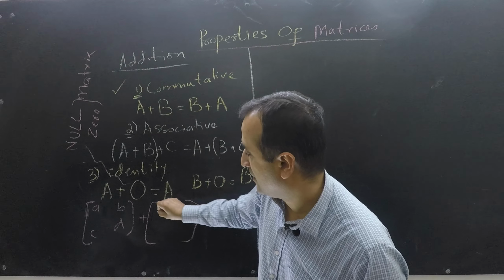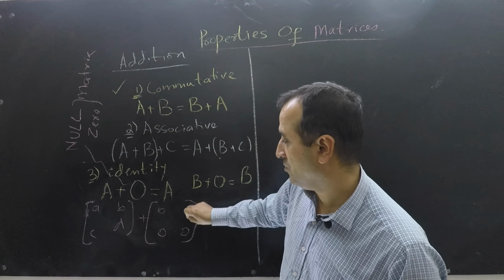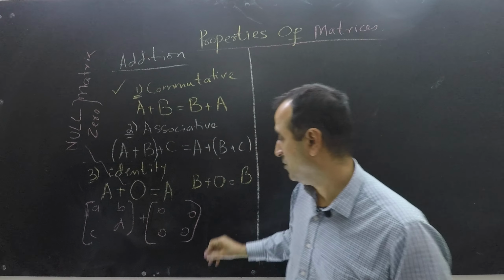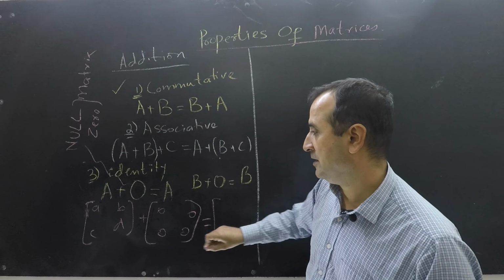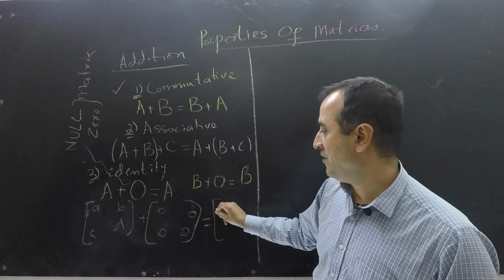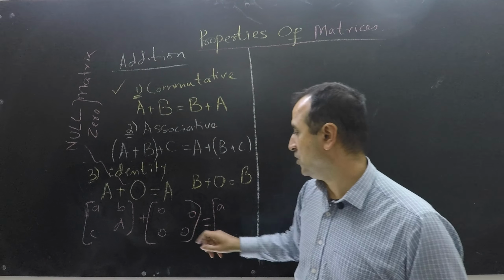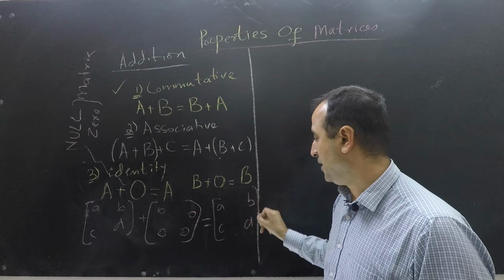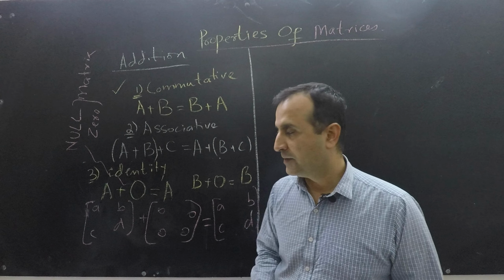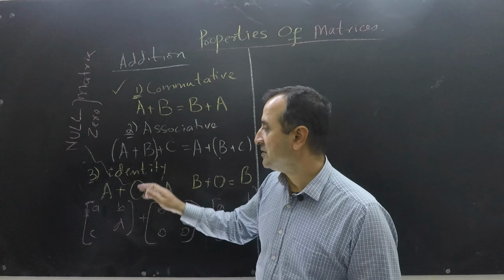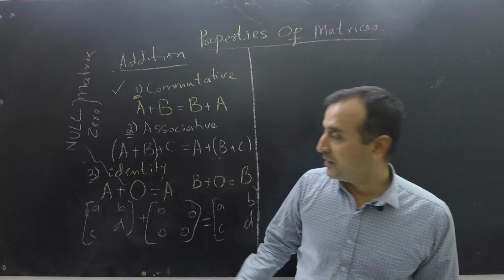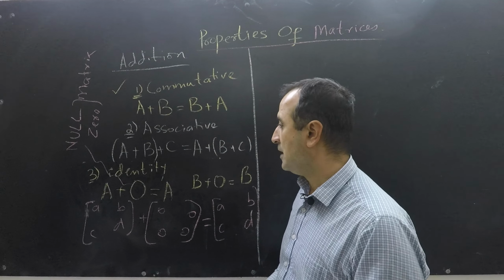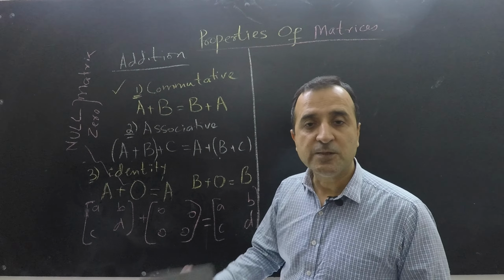So now I add here 0, 0, 0, 0, and this is what matrix? Null, or zero. And my result will be what? A plus 0 gives A, B plus 0 gives B, C plus 0 gives C, and D plus 0 gives D. So my result remains unchanged. So this is another property, the identity property, and this property exists for all the matrices with respect to addition. So the next property is the inverse property.